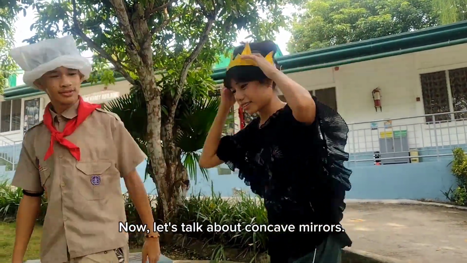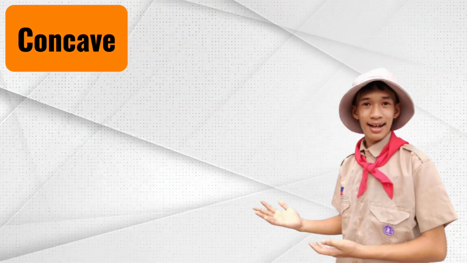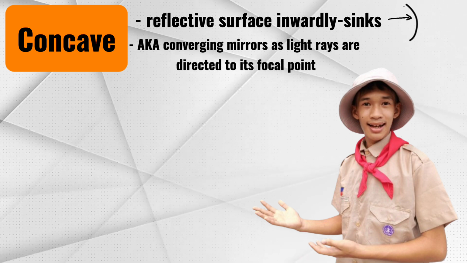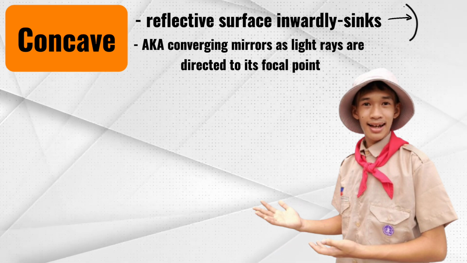Now, let's talk about concave mirrors. A concave mirror is another type of spherical mirror that has a reflective surface that inwardly sinks, therefore having a center that bends away from the viewer. It is also referred to as a converging mirror, as light rays are directed to its focal point.